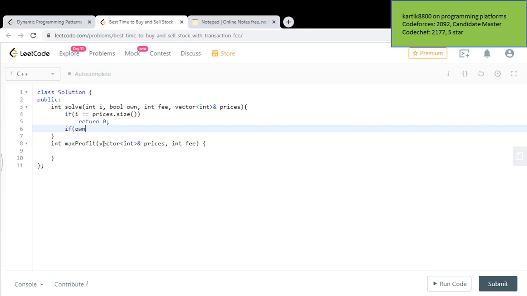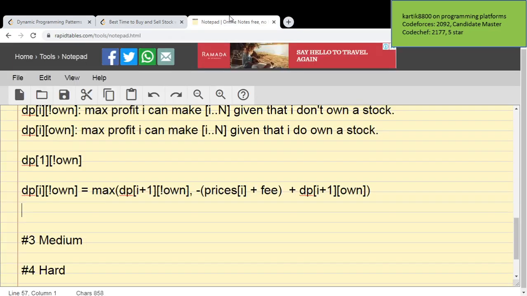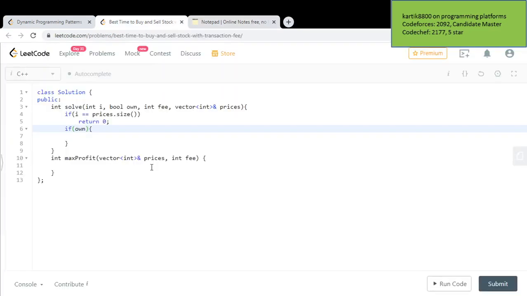Otherwise, if you're at the ith day and you own or not own a stock, we'll decide among that. If you own a stock, then wait, we discussed not own, so we'll implement not. Okay, let's implement own first. So if you own a stock, you know that your answer is going to be best of two options, and the first option is I do own a stock, right? I can sell it if I want to. If I sell the stock, I earn this much.